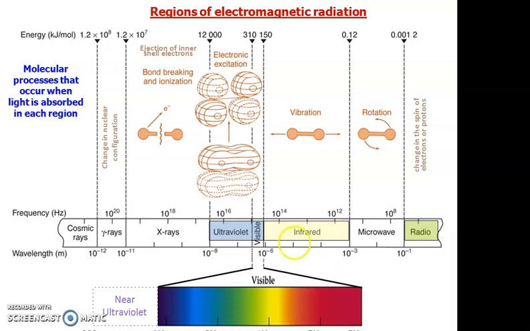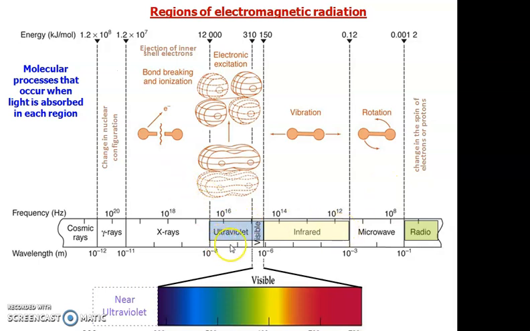Now, what is the role of these radiations in spectroscopy? The radiation under the category of ultraviolet has a role in electronic excitation, and visible also has the same role, electronic excitation. Infrared has the role of vibrating the molecule, and accordingly a microwave can rotate the molecules. Okay, so that's the difference.